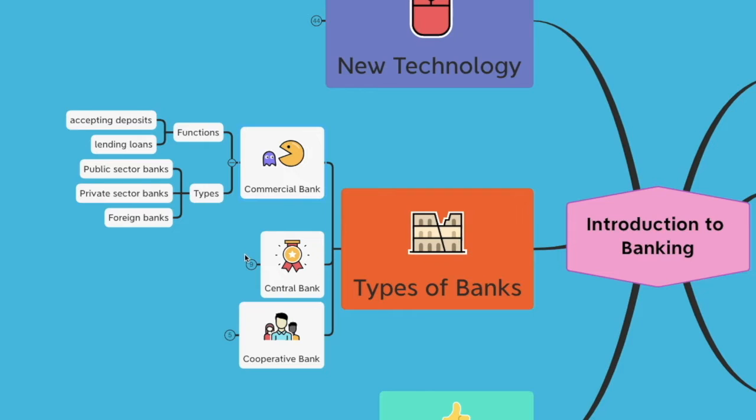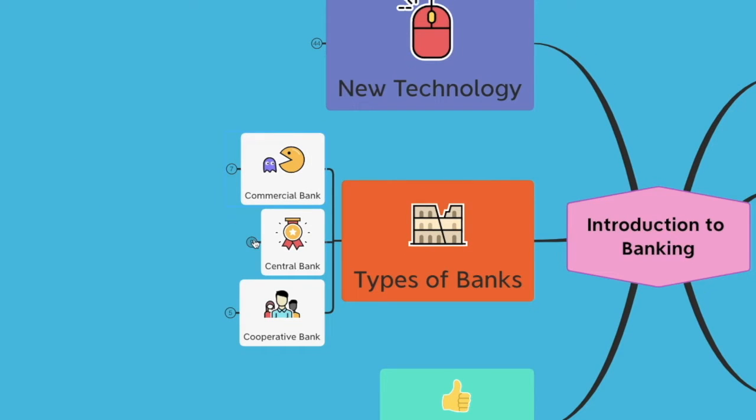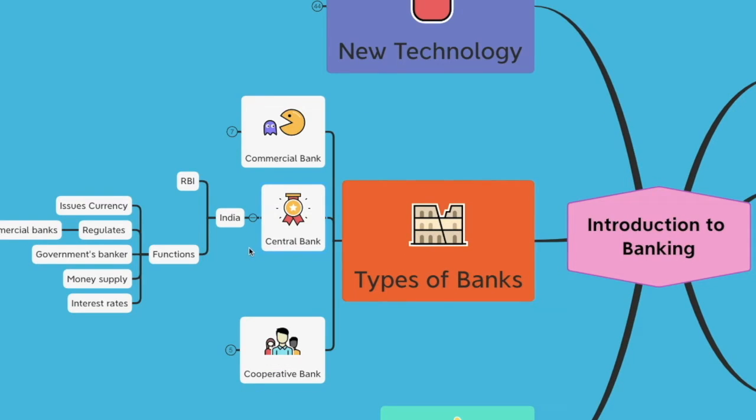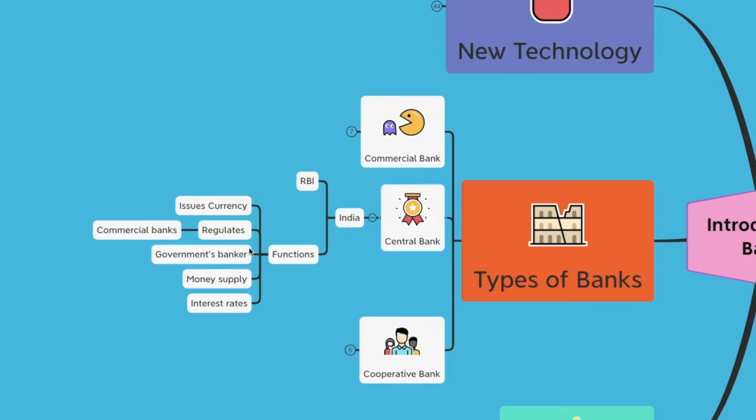The second type of bank is the central bank. This is the most important bank in India, which is called the RBI, the Reserve Bank of India. And what are its functions? It issues currency, basically looks after the functioning of the commercial banks. Third, it is also called the government's banker. Why? Because the government can take loan from the RBI.